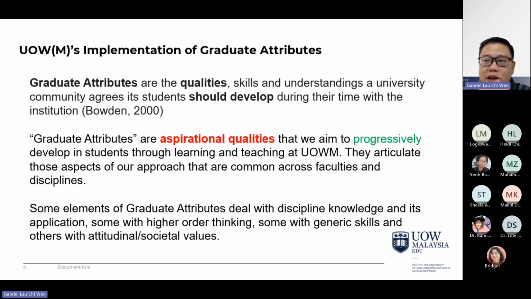Okay, now some elements of graduate attributes deal with discipline knowledge and its application, some with higher order thinking, some with generic skills, and others with attitudinal and societal values. So as you see our graduate attributes, it is not only emphasizing the discipline of the individual. We are looking also at thinking, encouragement of thinking. We're looking at lifelong learning, ethics, worldview. So all of these components play a part in the development of our graduate attributes.